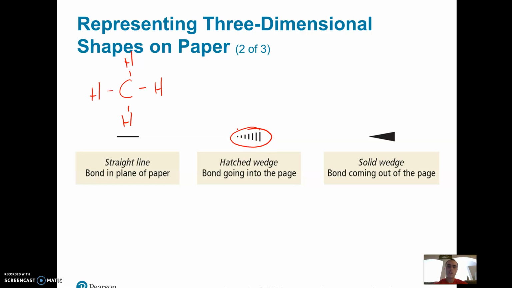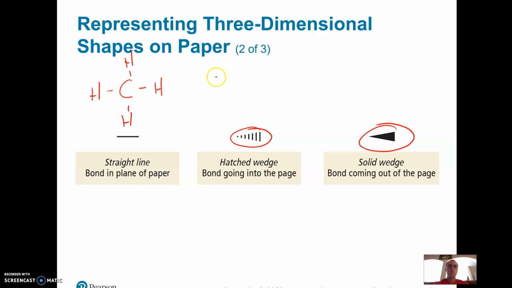When you have a dashed wedge like that, that indicates a bond that is coming back behind what you're looking at, so back behind your paper or goes back through to the board. A solid wedge like this will come out away from the board or out towards you on your paper.